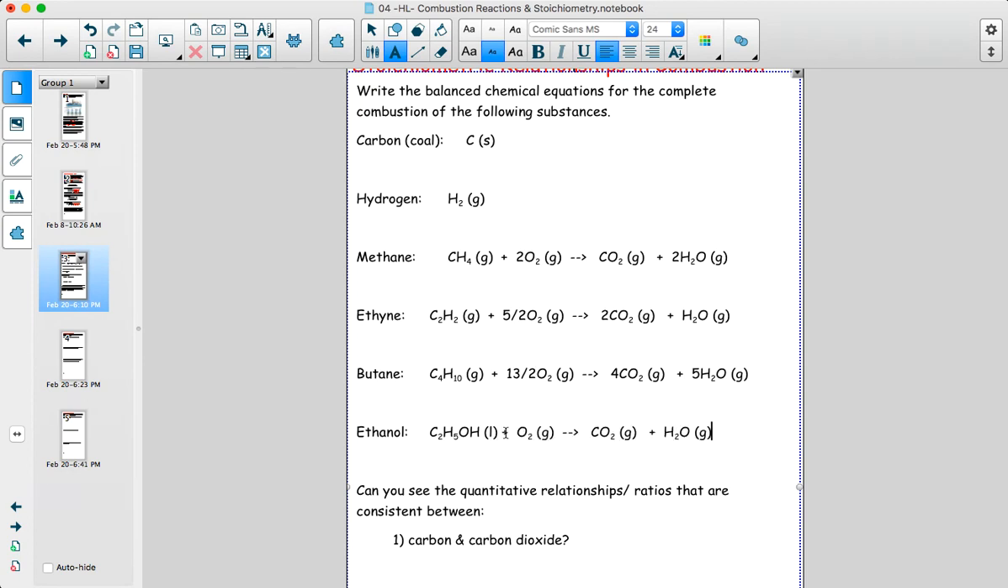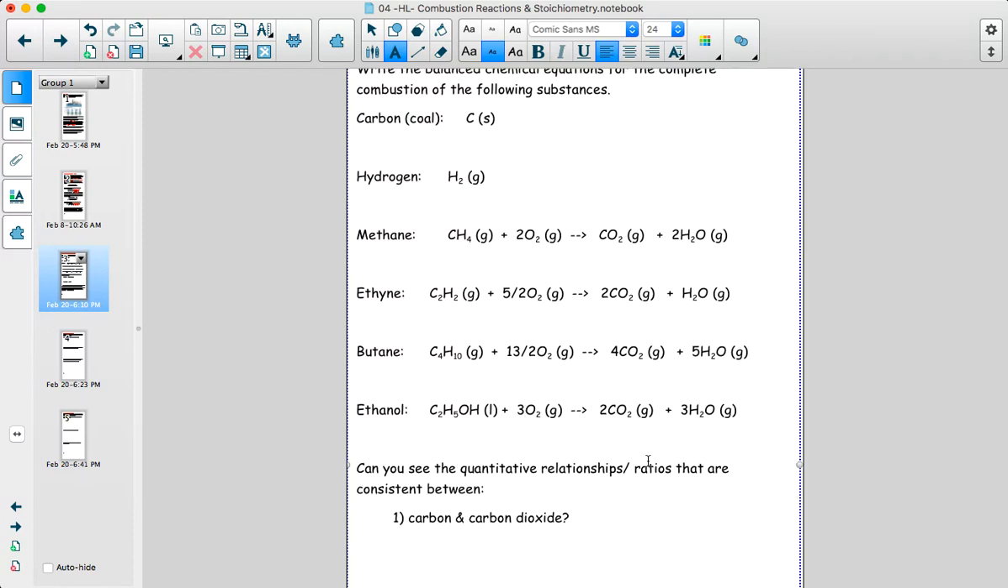And here's one more. This is ethanol, so alcohol lighting on fire. I've got 2 carbons, so I'm going to put 2 here, I've got a total of 6 hydrogens, so I'm going to put a 3 here. And then if I count them up, I've got 4, and I've got 3, that's 7 O's. There's 1 O in the ethanol, so I just need 6 more O's, which is times 3.